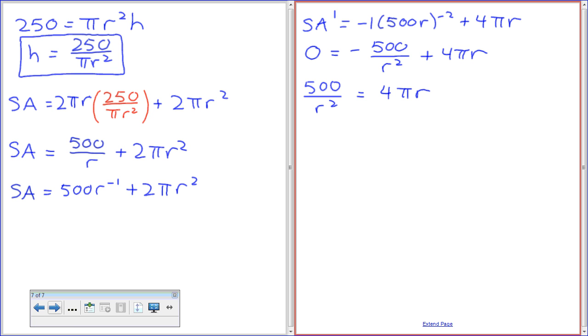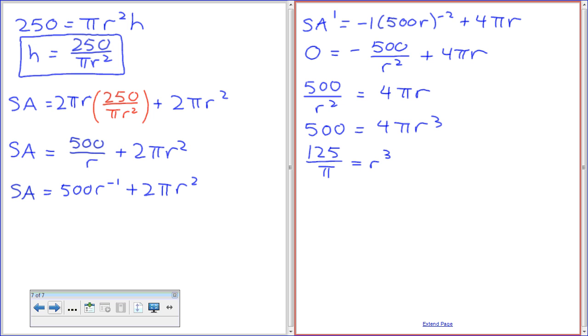Chris, how do I solve for r? Do you just multiply it by r squared? Yes! So this turns into 500 equals 4 pi r cubed. That is pretty cool, Mr. Sadler. 125 over pi equals r cubed, and hopefully I did that right. Okay. So this is just good algebra, okay? It's a little tricky. How do I get rid of an r cubed? Cube root, okay?